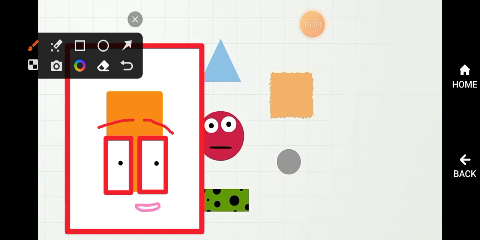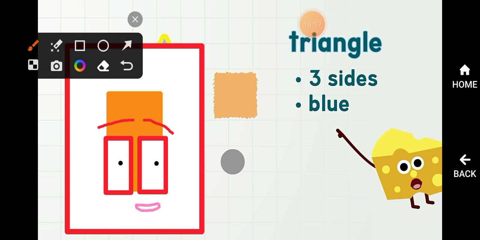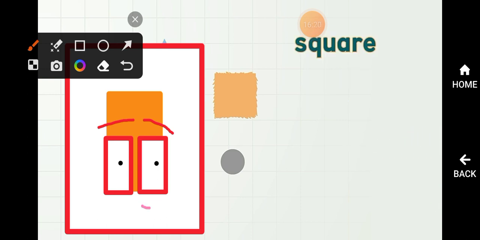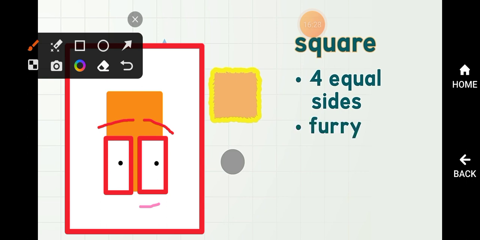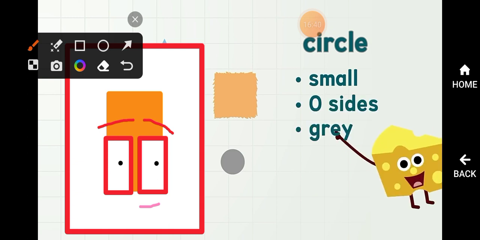another shape. For example, triangle has 3 sides. 1, 2, 3. And is blue. Attributes. A square has 4 sides the same length. 1, 2, 3, 4. And is kind of furry. Attributes. Circle. Wow, what a great shape. Is kind of small. Has 0 sides and is gray.